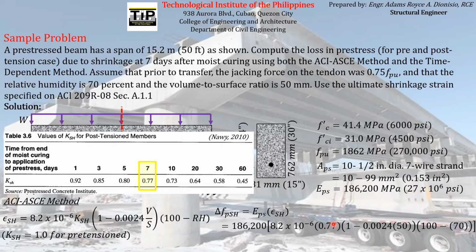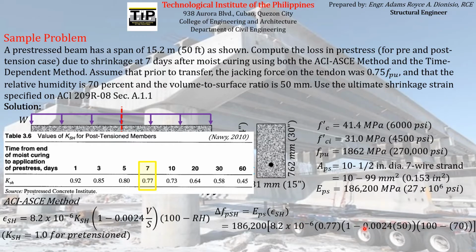But for the case of post-tension members, as you can see here, all of the values are less than 1, meaning the shrinkage strain for post-tension members is usually just a percentage of the shrinkage strain for the case of pretension members. That's why the pre-stress loss for post-tension members is usually less compared to the case of pretension members.